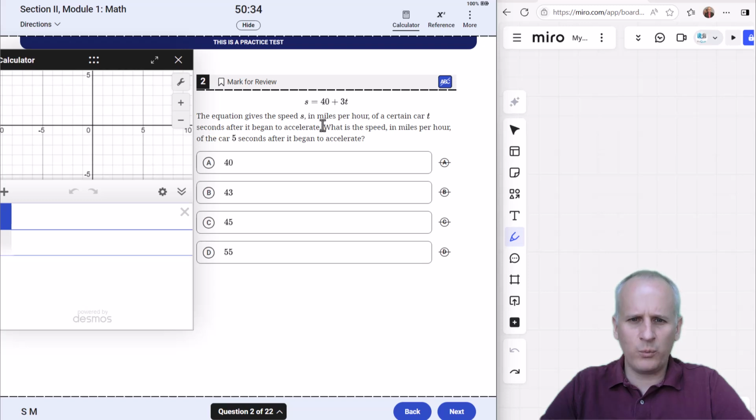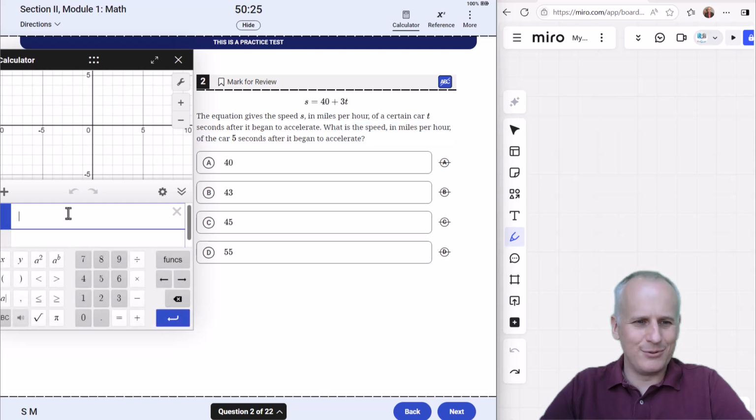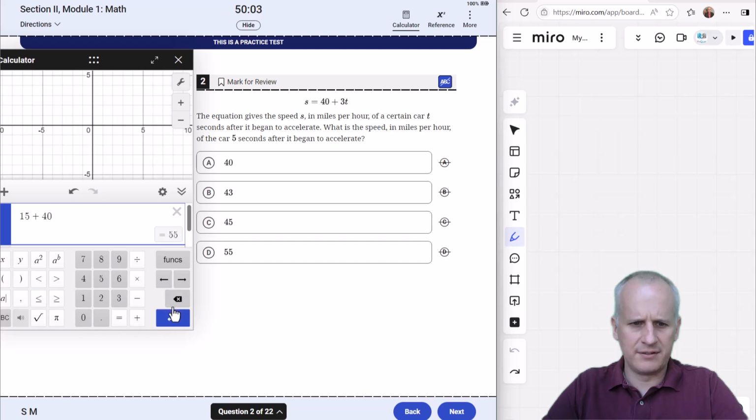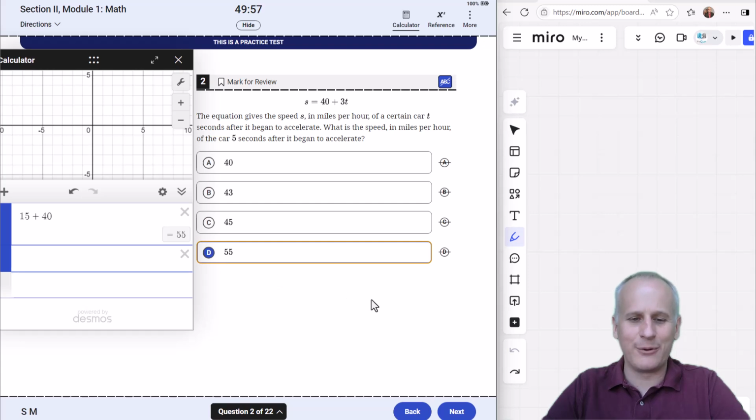Number 2 here, we're being asked for the speed in miles per hour of the car 5 seconds after it began to accelerate. So this is how I could use the calculator. Have it right here. We've got the equation that gives the speed s in miles per hour of a certain car t seconds after it began to accelerate. Well, we know that t is being told as 5. So 5 times 3 gives me 15. And we're going to just then x out. We'll do 15 plus 40 gives us our 55. Well, I already saw it. I didn't even have to hit the enter. And we could select 55, knowing that that's the correct answer. Didn't even have to get outside of that given calculator.